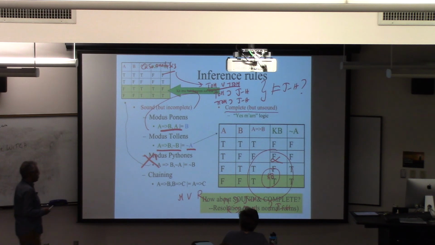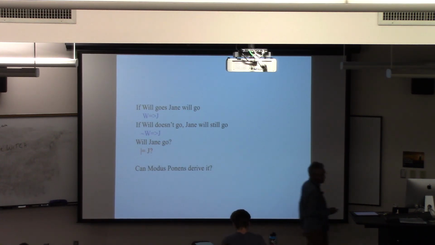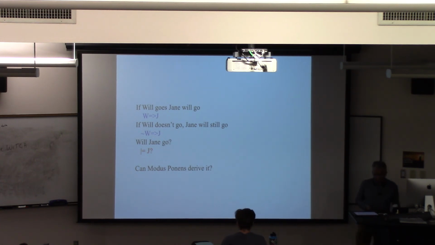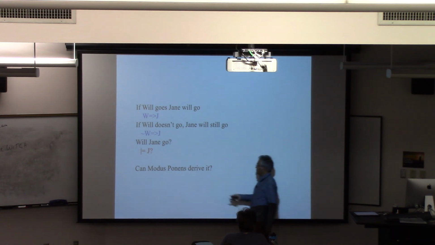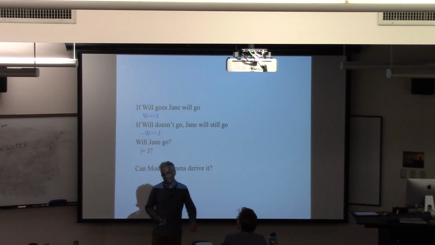So how about sound and complete? This is a variation of that Rao-Barkley problem. W implies J, not W implies J. Is J true? Well, modus ponens can't derive it, but you know it is true. Because it's entailed.